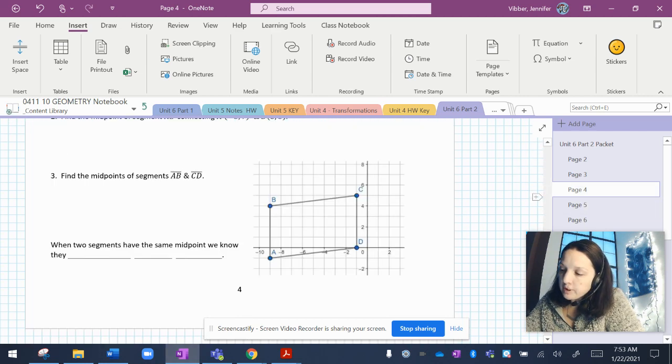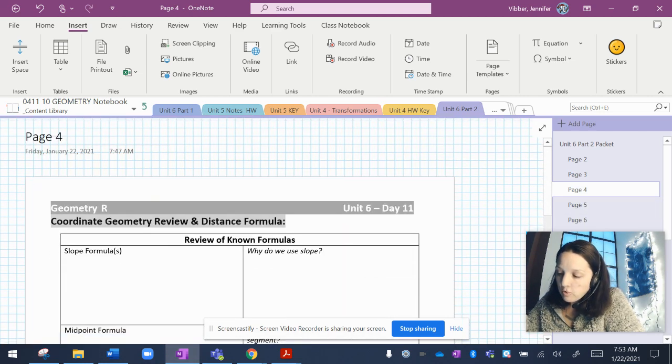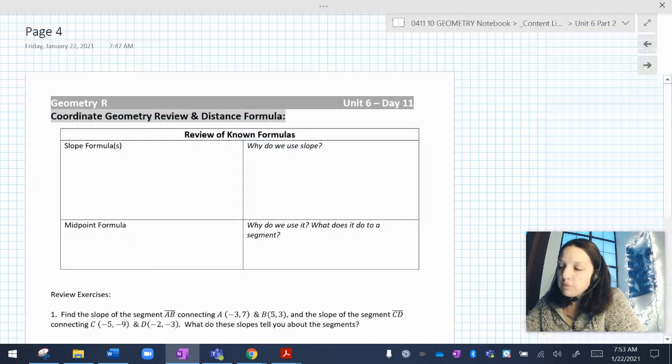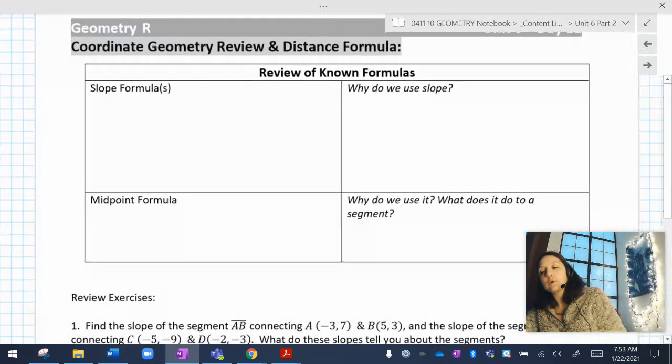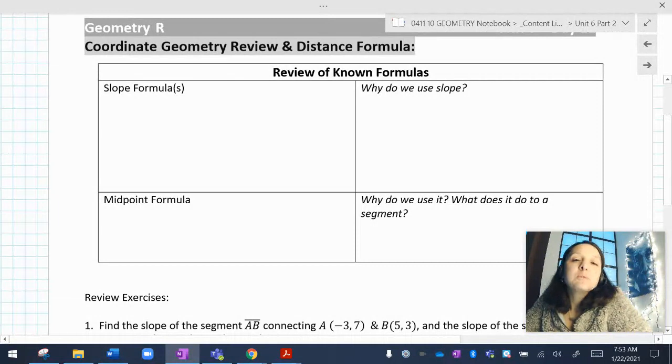Hello, geometry friends. Today we're going to talk about coordinate geometry, and we've been paused from that for a while. So we're going to start this off by doing some review of formulas you should already know, and then learning one new formula. So let's get started.